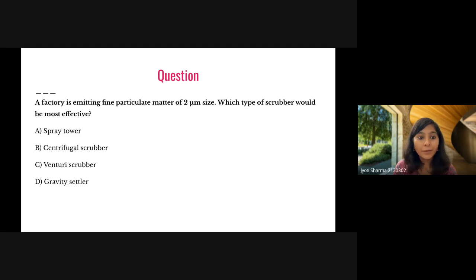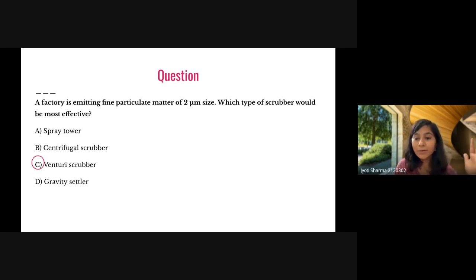Then if the factory is emitting fine particulate matter of 2 micrometer size, which type of scrubber would be most efficient? Okay, so in scrubbers we have different types. It can be a spray tower, a centrifugal scrubber, or a venturi scrubber. Gravity settler is not the right answer because we are talking about a smaller size. We have to talk about scrubbers only, so out of A, B and C will be the right answer. But if there is fine particulate matter of 2 micrometer size, then the answer will be venturi scrubber.